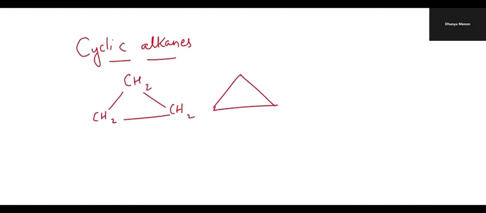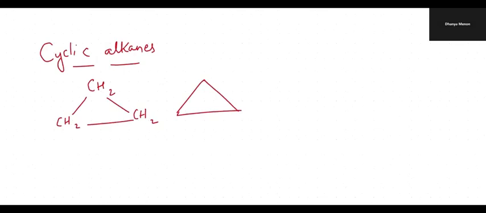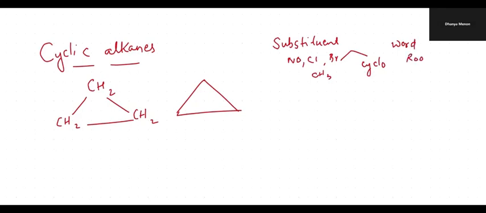When we give the IUPAC name, we write down the substituent. In the substituent, we write whether it is a nitro group, chloro group, bromo group, methyl group, etc. Then if a cyclo group is there, we write cyclo. Then we write the word root. Then we write the suffix, whether it is a double bond or triple bond or single bond. Okay, so this is how we go about it. So for cyclic substances, we have to write down cyclo for the naming.